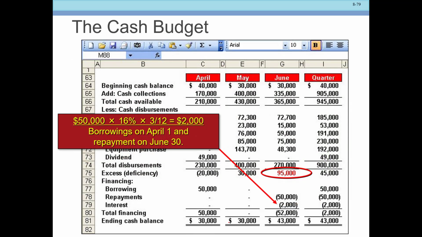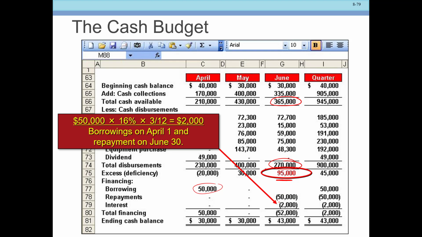And I will go for June. In June, my expectation for the cash in is 365,000. My expectation for the cash out is 217,000, so I have an excess of 95,000. So I have plenty of cash here. I will start to think about repaying the 50,000 that I have borrowed. So I will pay, between brackets it is minus, the 50,000.